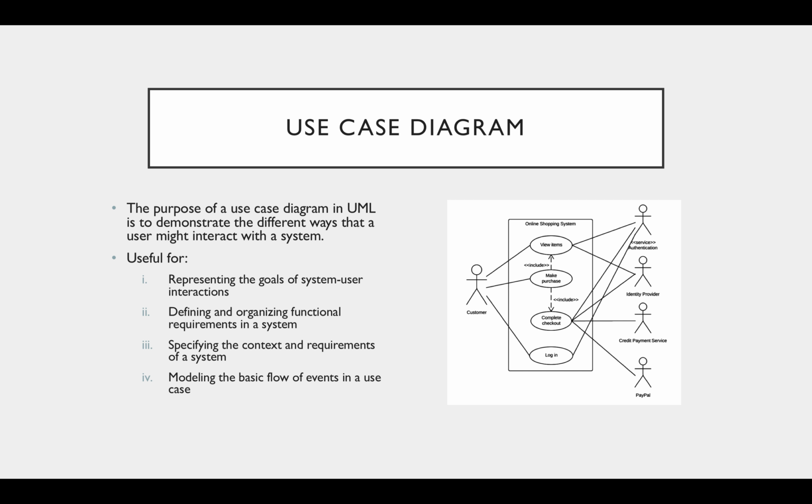Use case diagrams. The purpose of use case diagrams in a UML is to demonstrate the different ways that a user might interact with the system. It's useful for representing goals of system user interactions, defining and organizing functional requirements in a system, specifying the context and requirements of a system, and modeling the basic flow of events in a use case.